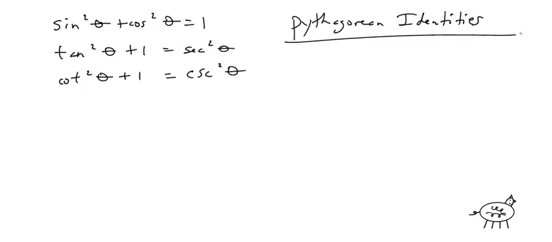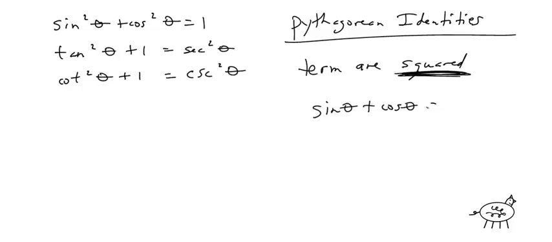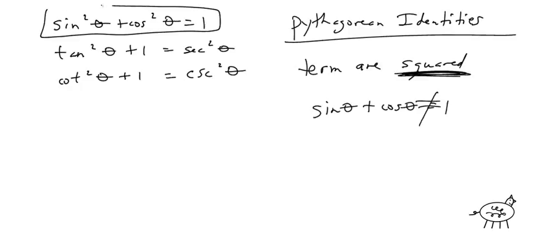Now, a couple of things I want to mention here. First of all, notice these terms are squared. That's huge. So please don't tell me sine of theta plus cosine of theta equals 1. Boo! Does not equal. Okay, so all those terms have to be squared. And there are a lot of goofy ways to remember this, but this one you just kind of know: sine squared plus cosine squared equals 1.